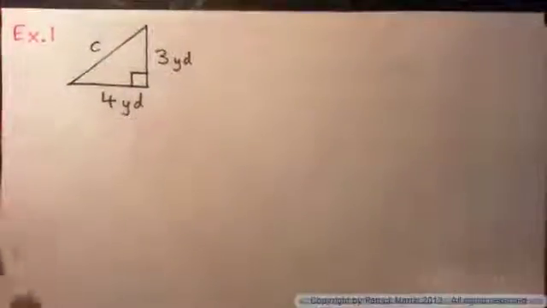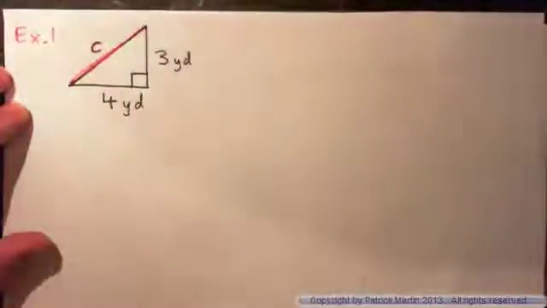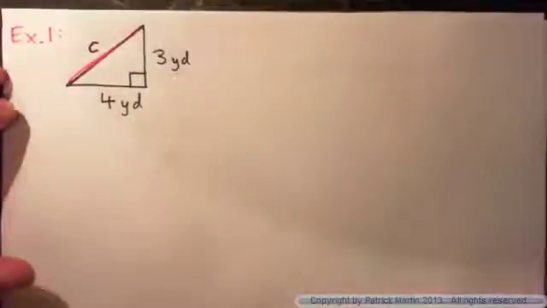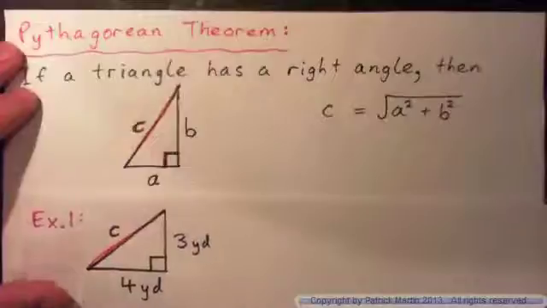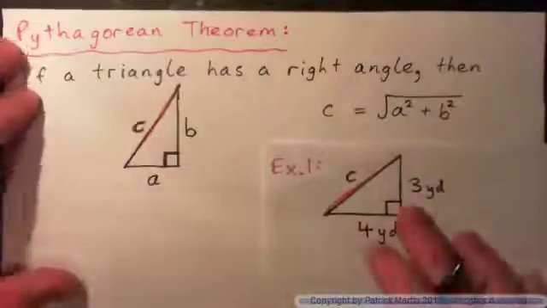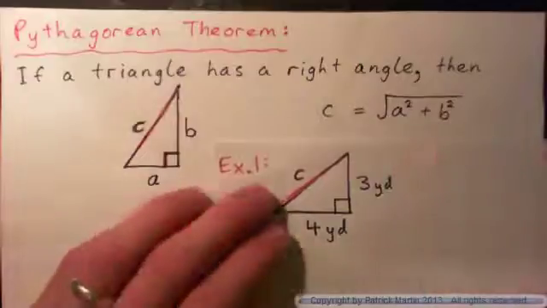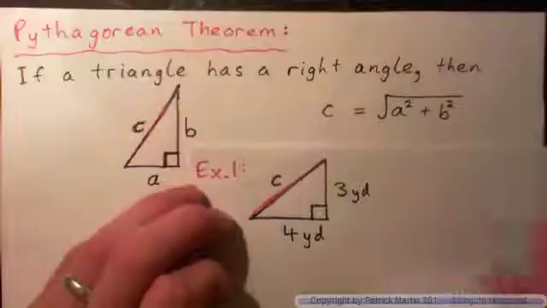Okay, example 1. We've got, this is the length I'm looking for on this triangle, C, okay? And here this is 3 yards and this is 4 yards, and I have to find the length of C. So I'm going to use the Pythagorean Theorem, which says that C equals square root of a squared plus b squared. Okay, so let's use that then.